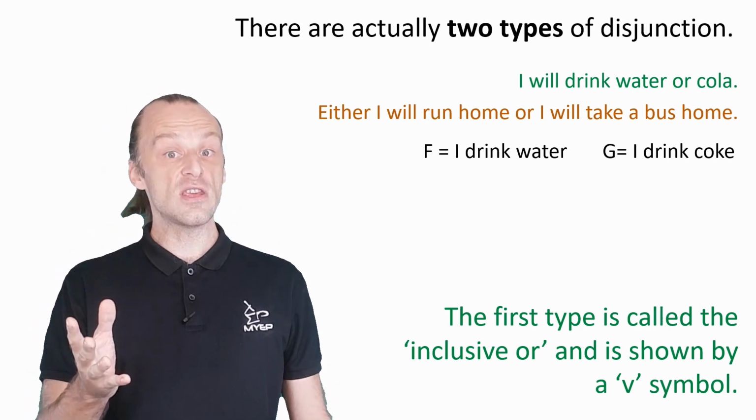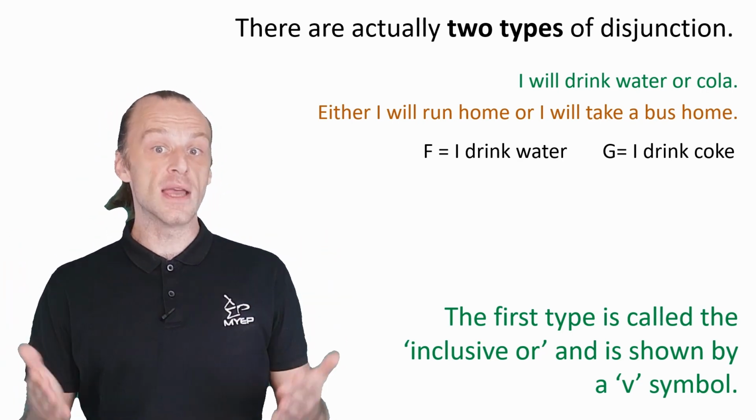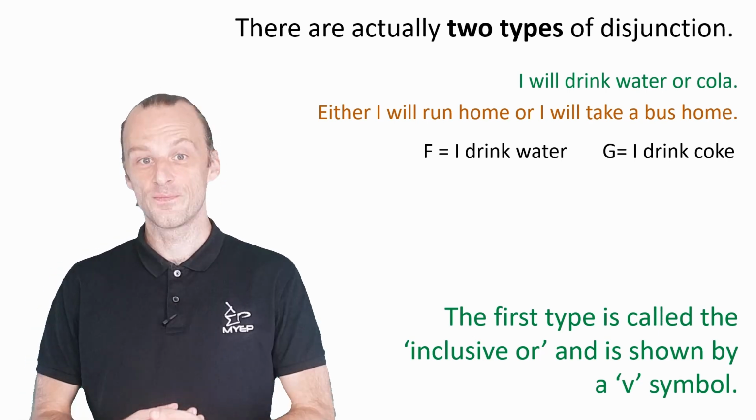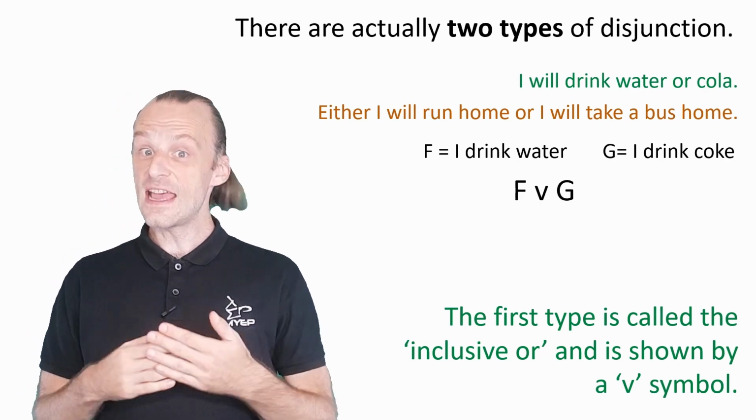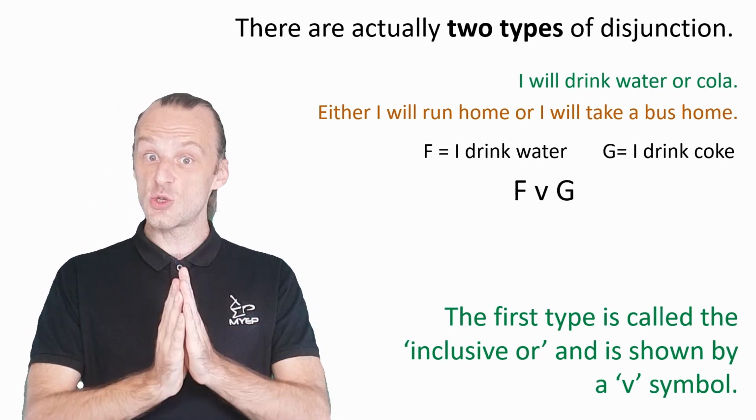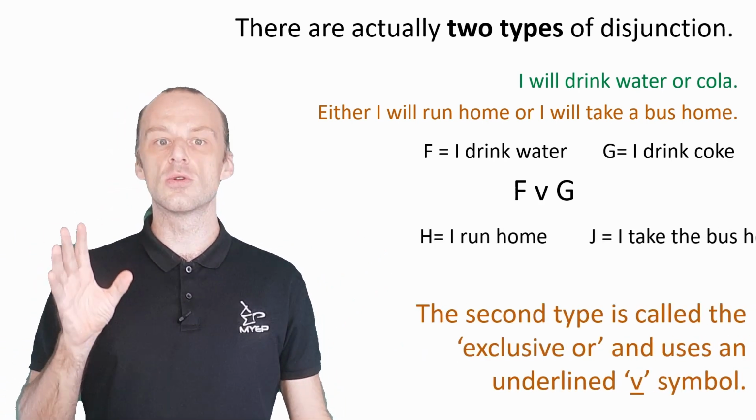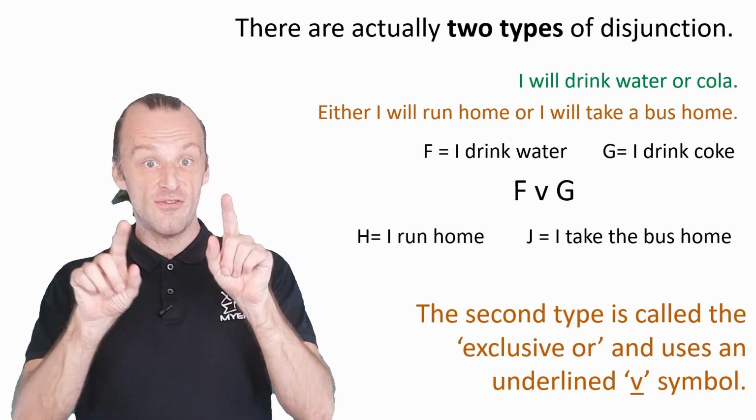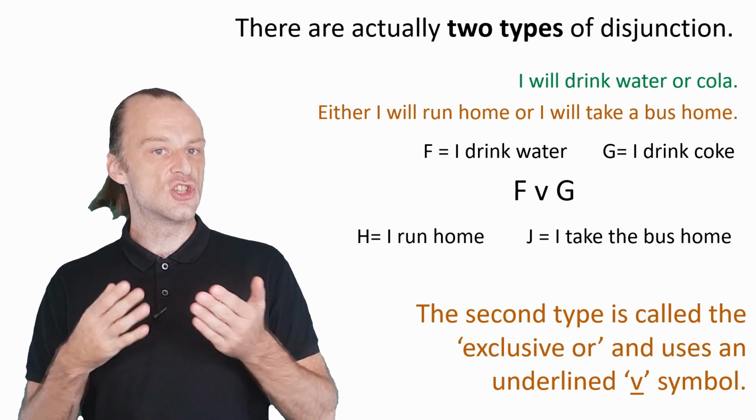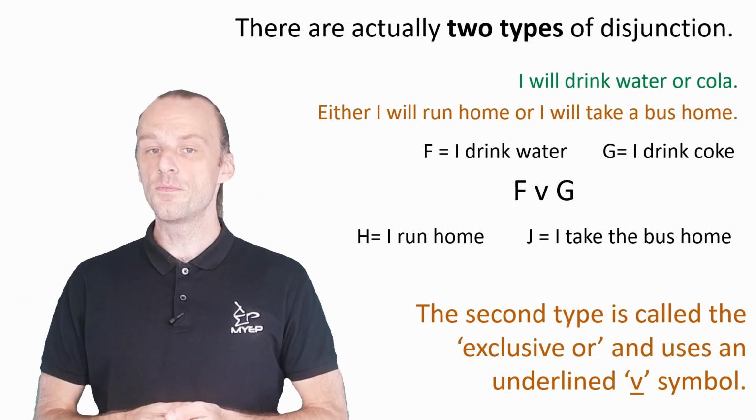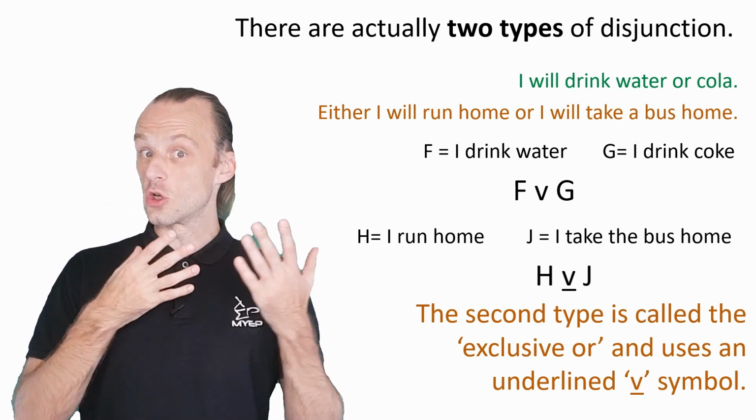Try it. If F equals "I drink water" and G equals "I drink Coke," how can we write the inclusive disjunction? Once again, pause if you would like to think, but I can show you it would look like this. Again, the symbol for the connector goes between the letters standing for statements. The second kind of disjunction is called the exclusive or. It is shown by a V that is underlined. So if H equals "I run home" and J equals "I take the bus home," what is the exclusive disjunction here? In fact, it will look like this.